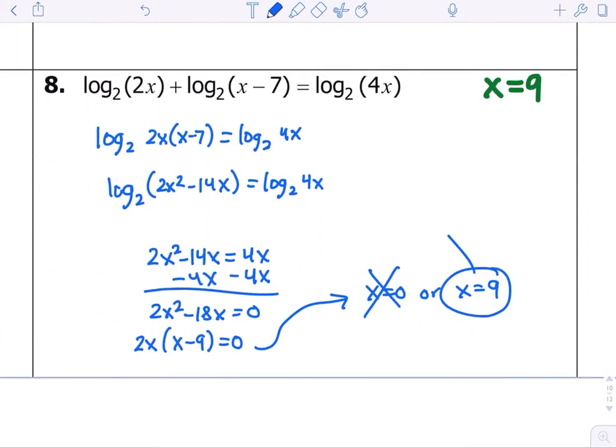You cannot have a 0 inside of the parentheses, so this cannot be an answer. But if you plug in this one into there, or into there, or into there, it's going to give you positive values, which looks to be pretty good. So x is equal to 9 is our answer.